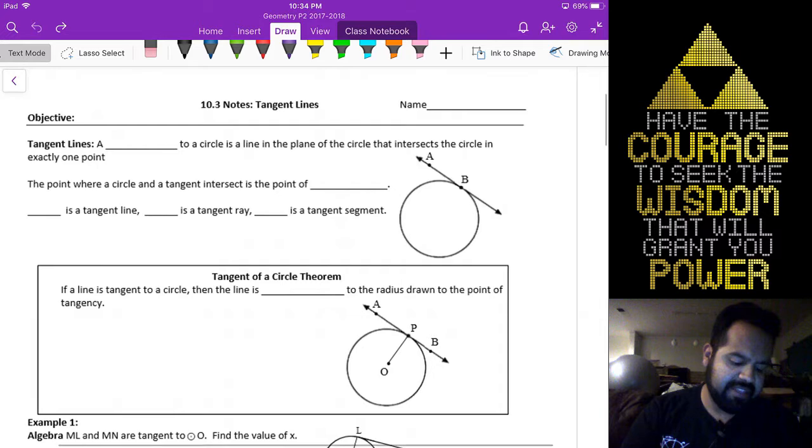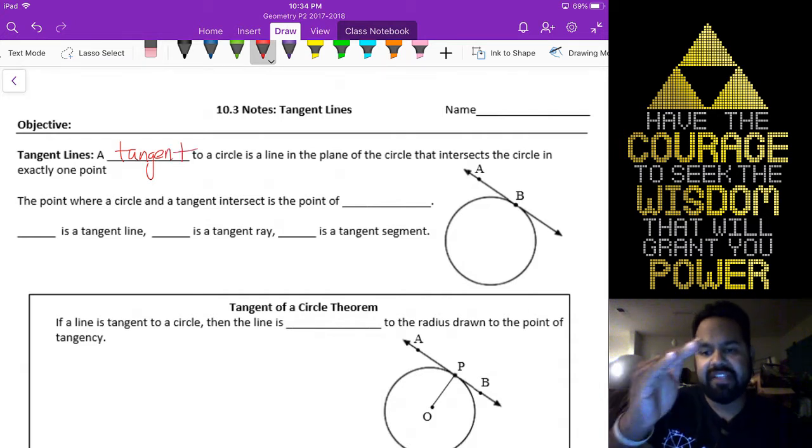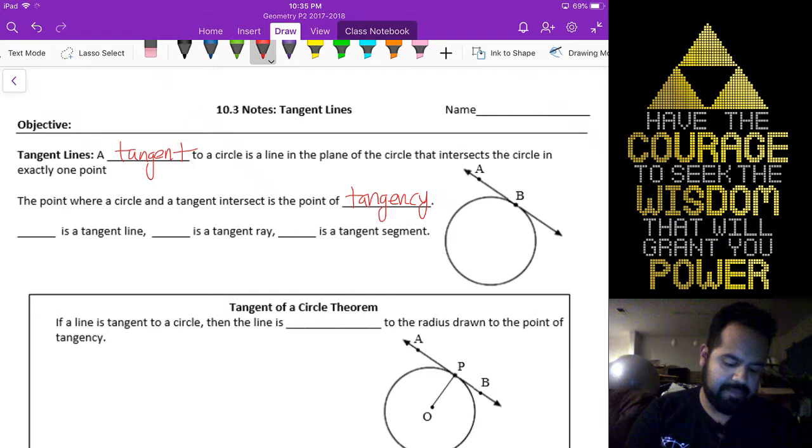We talked about tangent lines, which we say is a line to a circle, or a tangent to a circle, sorry. And what happens with this line is it intersects the circle at exactly one point. We call that point the point of tangency. So in this case, AB is a tangent line. We can say BA is a tangent ray. And then AB is a tangent segment.